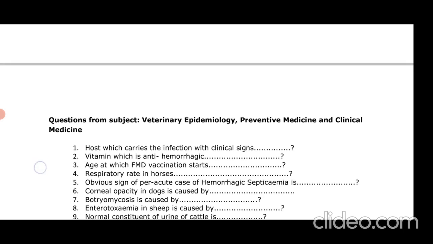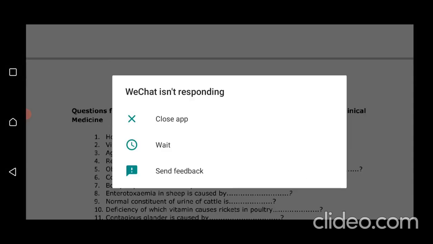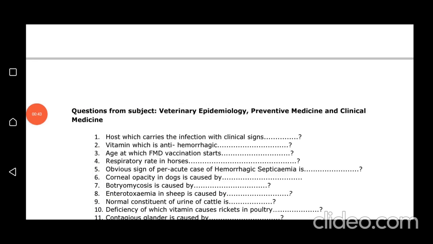Obvious sign of peracute hemorrhagic septicemia is death. Corneal opacity in dogs is caused by Trypanosoma evansi. Botryomycosis is caused by Staphylococcus aureus. Enterotoxemia in sheep is caused by Clostridium perfringens. Normal constituent of urine of cattle is urea.